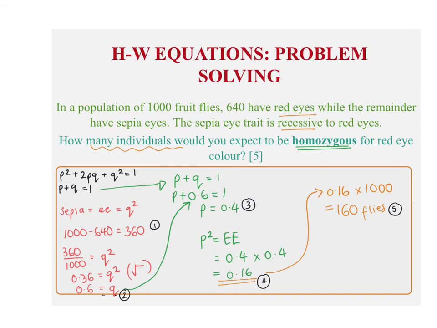So there's a high chance if you didn't check the question properly, you would have just said that there's a 0.16 probability or a 16% chance, but that's not what it asked. It looked for how many individuals. So make sure you're reading the question really carefully to find out what it needs from you in your response.